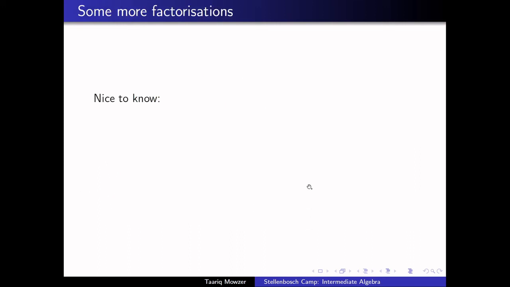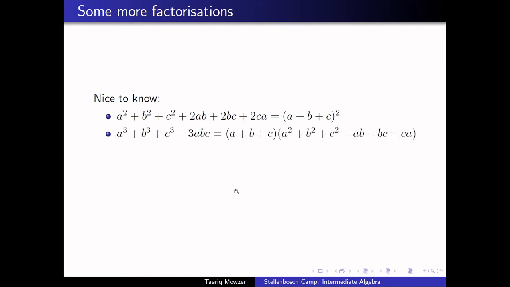There's some more factorizations. This one's also kind of important. It's just the square of 3 terms. So (a plus b plus c) squared is a squared plus b squared plus c squared plus 2ab plus 2bc plus 2ca. So you'll notice that this is 2 times all the pairs over here, ab, bc, ca. You should be able to spot this, square this out, and see why this works.